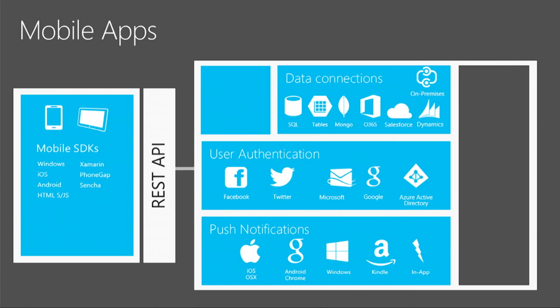So this chart might be familiar to you if you're familiar with mobile services. In fact, we have the same sections on the right. You have your data connections. We've added some new ones. We have on-premise data connections now, including connectors with Salesforce and Dynamics. And we have DocDB access, for instance. Authentication is handled the same as usual, and push notifications as well.